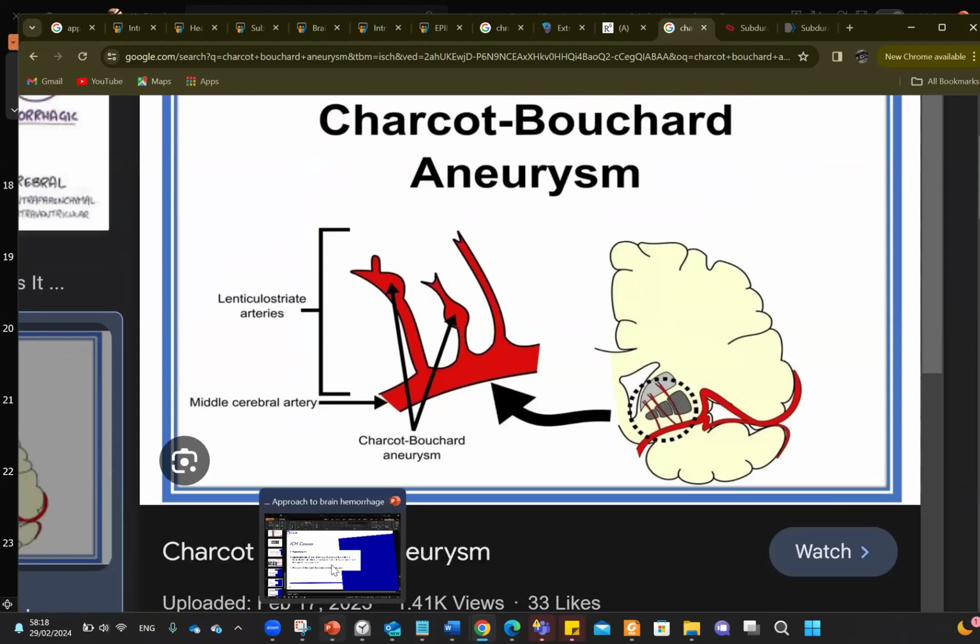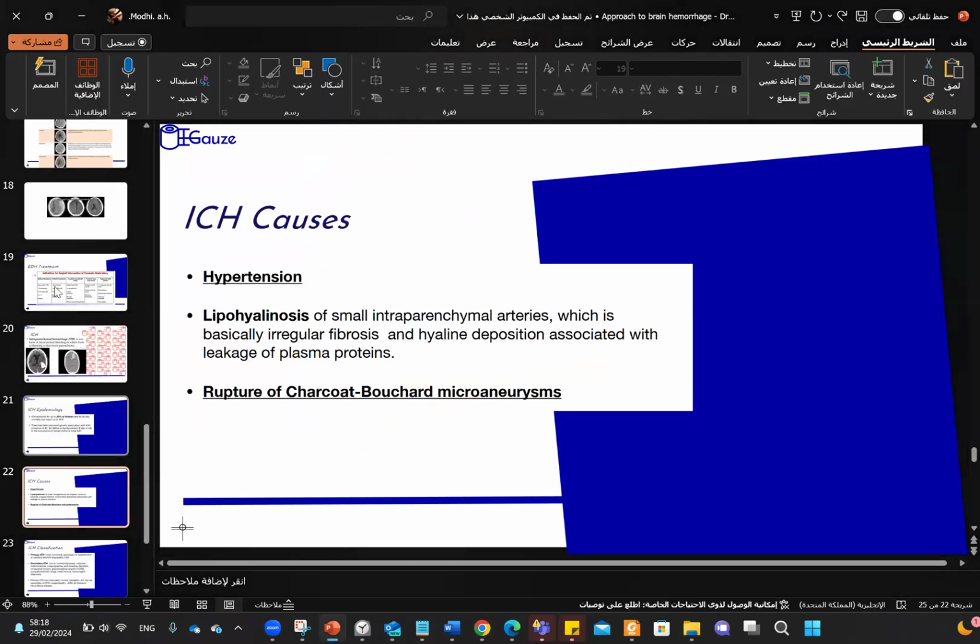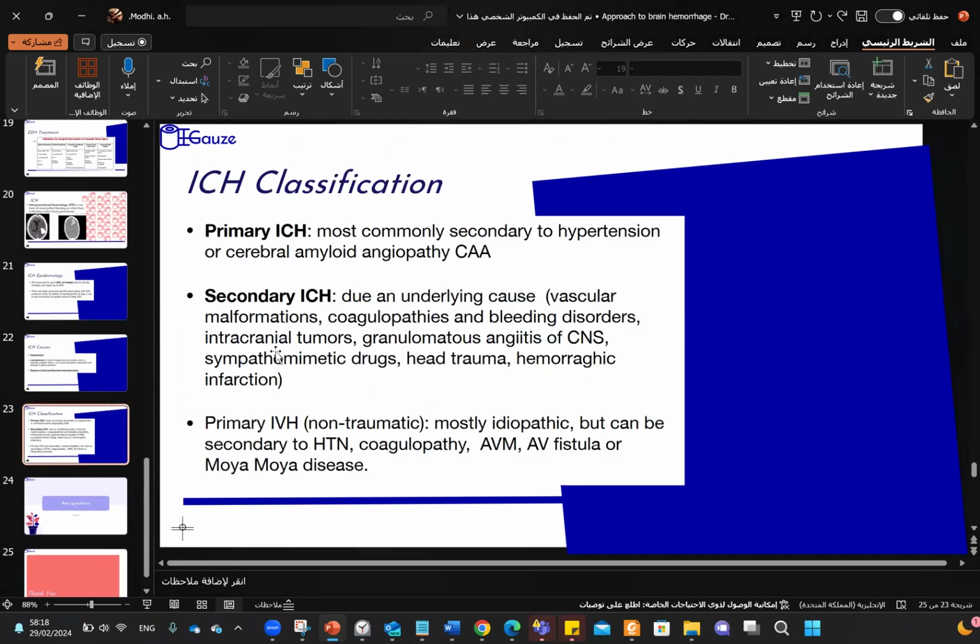It will cause ICH in some rare cases. And then classification can be primary or secondary ICH. The primary is most commonly secondary to hypertension or cerebral amyloid angiopathy in patients with long-standing diabetes. Secondary ICH is like when the patient has vascular malformation, coagulopathies, head trauma, or transformation from infarction to hemorrhagic infarction.